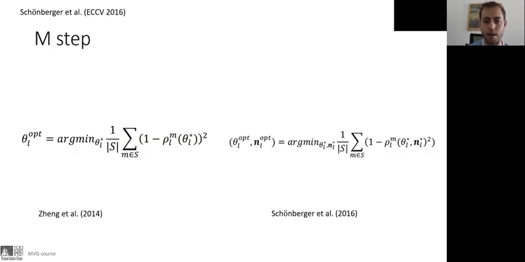And then in the M step, previously Zeng et al. needed to estimate theta, while Schoenberger et al., which I will call Colmap, need to extract also the normal based on the cross correlation. So that's how it looks.